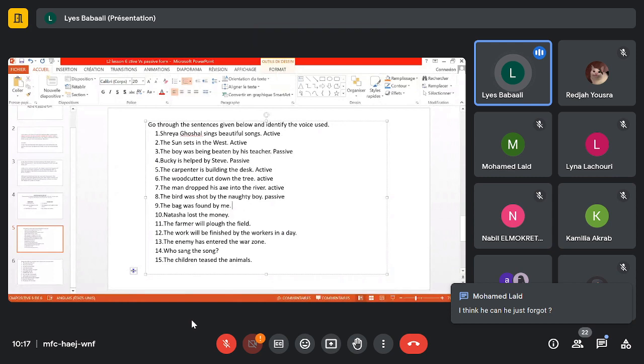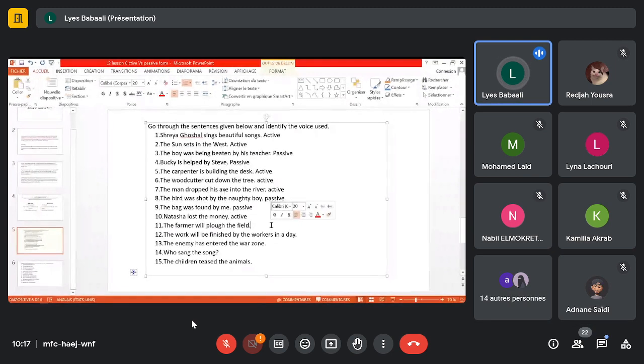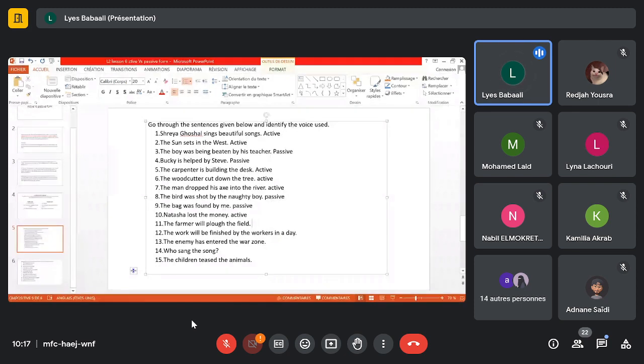The bag was found by me. Passive. Natasha lost the body. Active. The farmer will plough the field. Active. The work will be finished by the workers in a day. Passive. The enemy has entered the war zone. Active. Who sang the song? So the subject here is who, sang the song, active. The children tease the animals. Active.